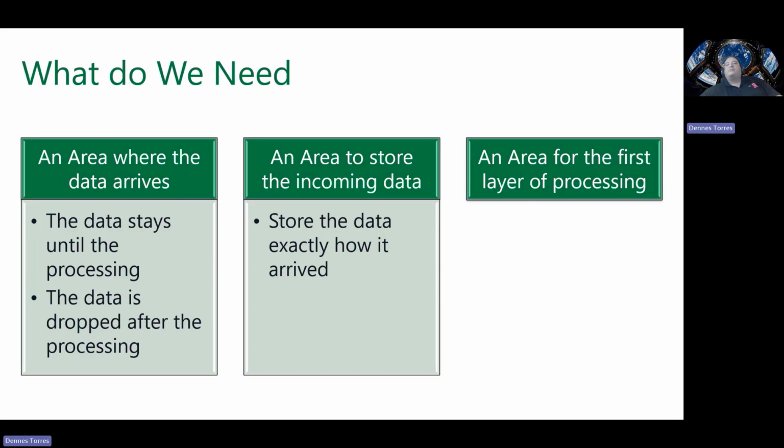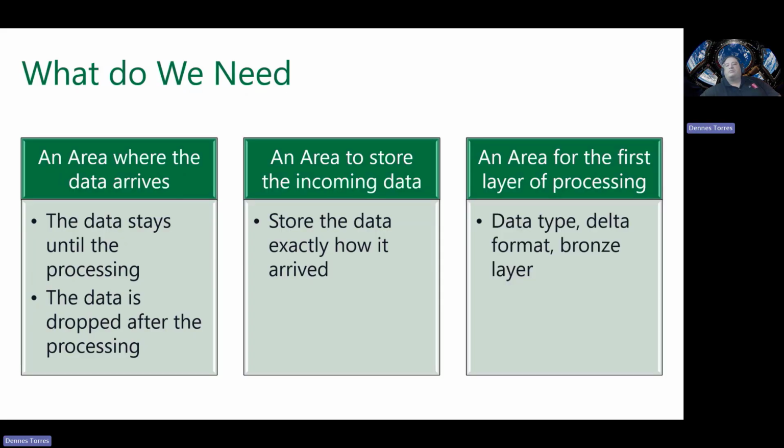And an area for the first layer of processing, where you define data types, you put the delta format. This is the bronze layer. So we are talking about having the drop zone, having a storage to track data lineage in the middle, and having the bronze layer.